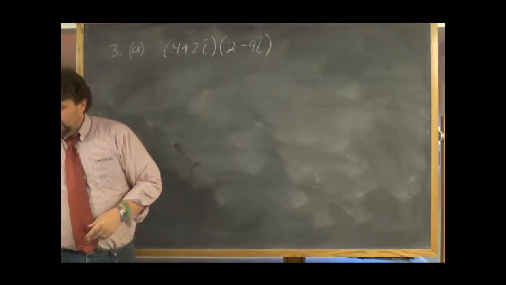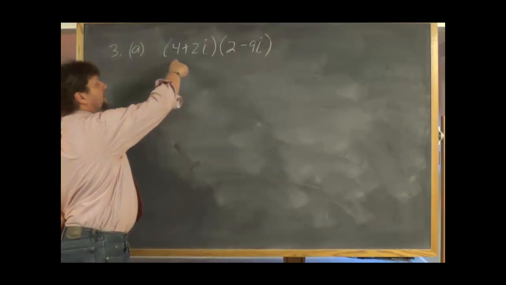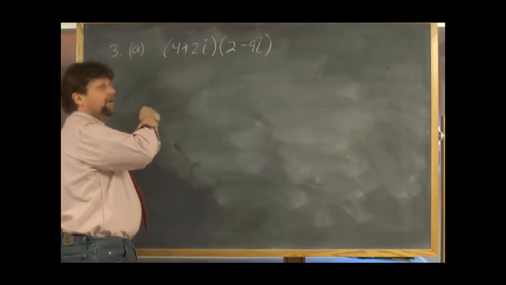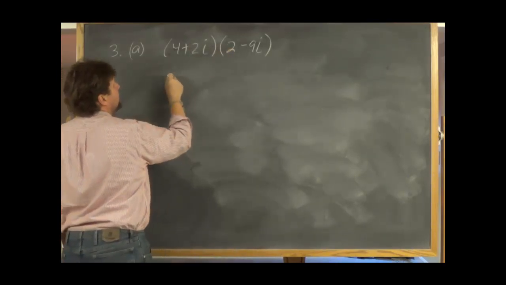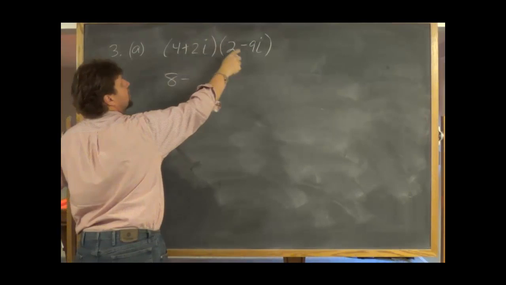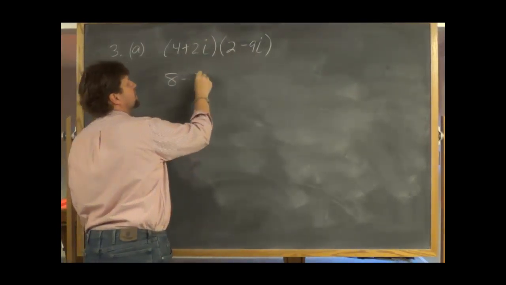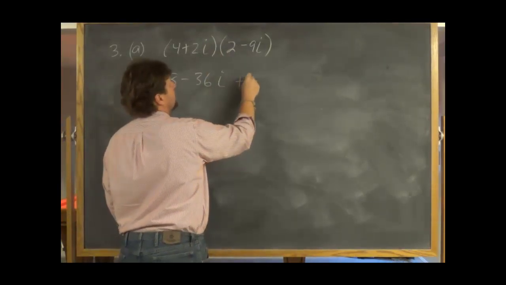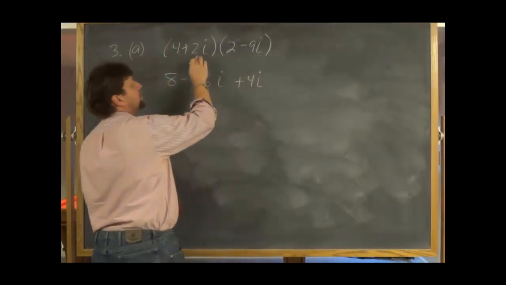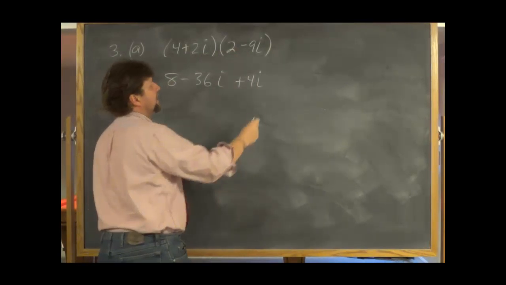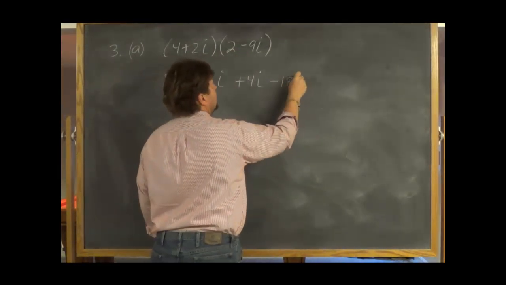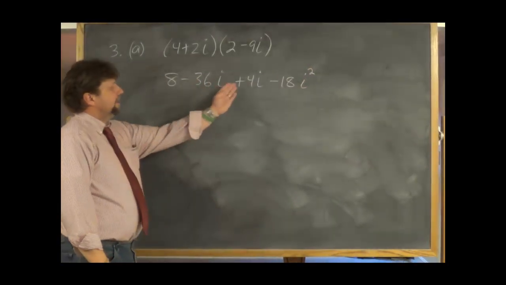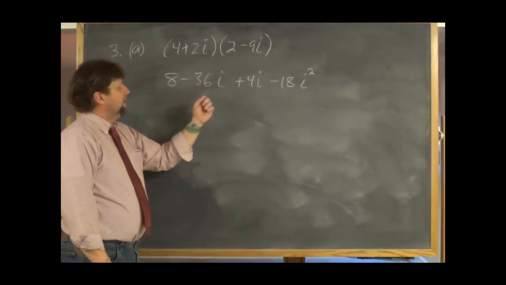Well, in doing this one, I would attack it the way I would just multiply binomials together. So I'd do the FOIL method. 4 times 2, that's 8. 4 times a negative 9i, that's a minus 36i. 2i times 2 is a 4i, and then 2i times the negative 9i is a negative 18i squared.